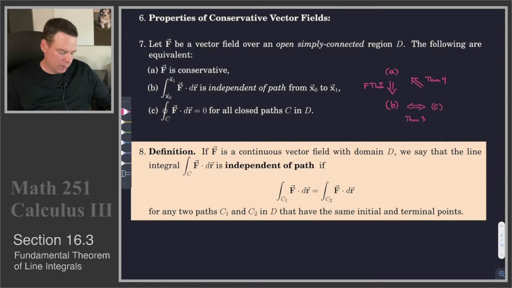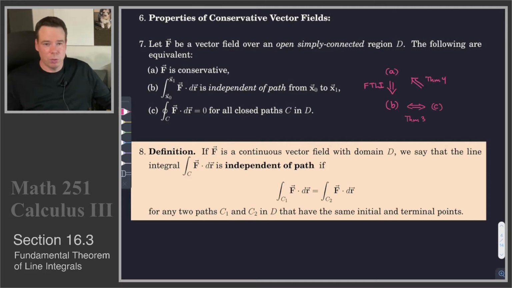So again, we've already seen that A implies B. That's the fundamental theorem of line integrals. Now what is C? I haven't really said what C is. C is just saying that the integral around a closed path is 0 for any closed path in D. We use the little circle notation around our integral sign just to indicate that this is an integral around a closed path. It's not necessary to put it there, but it's just a reminder that this integral is going around a closed path. C is a closed path. So the integral around a closed path is 0.